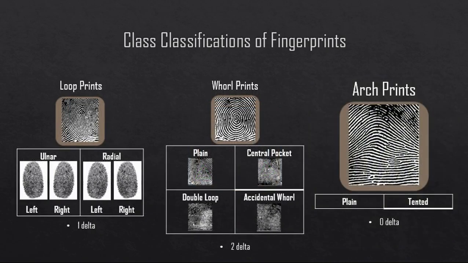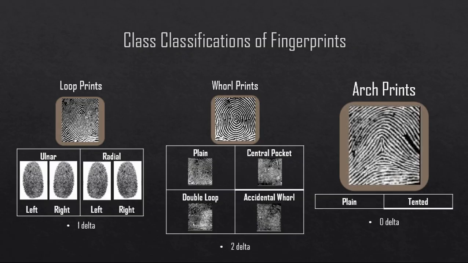Lastly, arch fingerprint types. These are the least common type of fingerprints. They typically look something like this. Arch patterns have no deltas. There are only two types of arch fingerprints, the plain arch, seen here, and the tented arch, with a sharper spike in the middle.